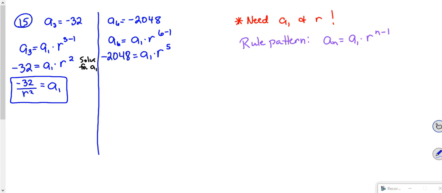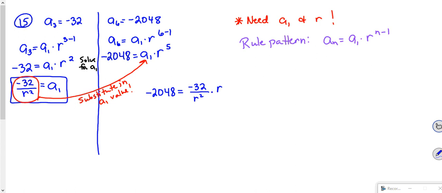Now I am literally going to take this value that I found for a sub 1 and plug it into here. I'm going to substitute in the a sub 1 value. So that's going to give me negative 2048 equals negative 32 over r squared times r to the 5th. I just substituted it in. Now, what can you tell me about the r's? These two r's will cancel with two of these and leave me with 3, right? So now I have negative 2048 equals negative 32 r cubed.